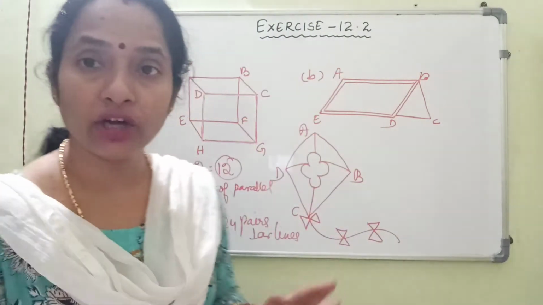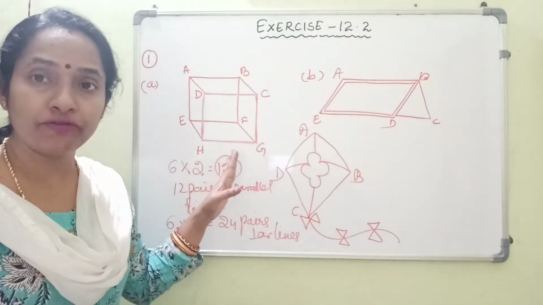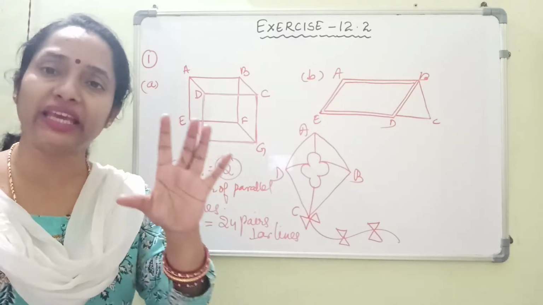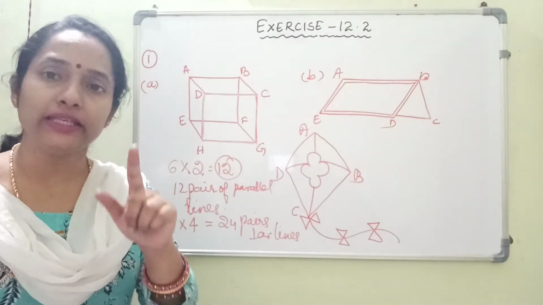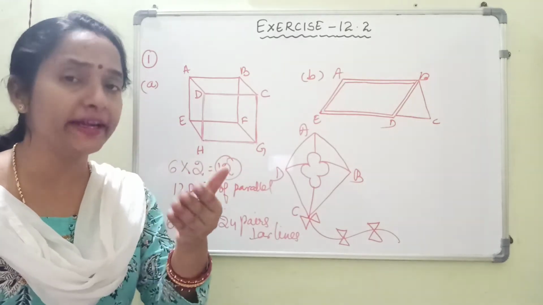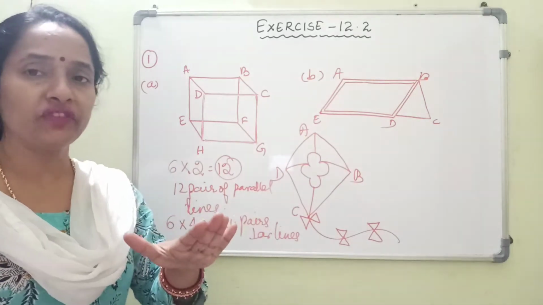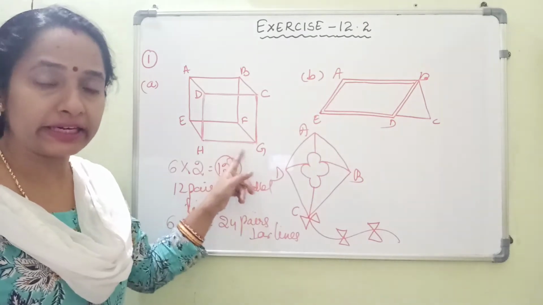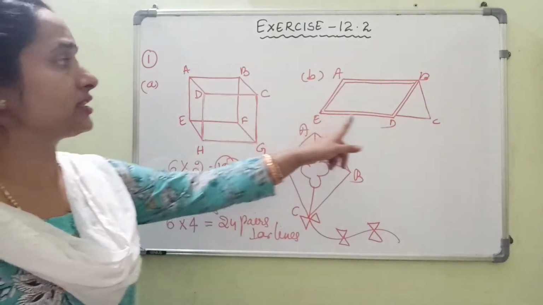This is the way how you have to observe the figure carefully. In case by observing the figure also you don't understand, you can take any object that is in the shape of cube or cuboid and you can take help of that object to find out this pair of parallel lines and the perpendicular lines. Now let us come to this figure.